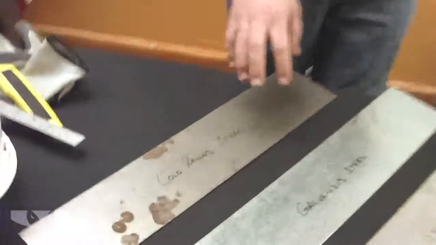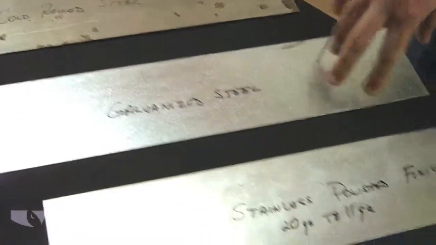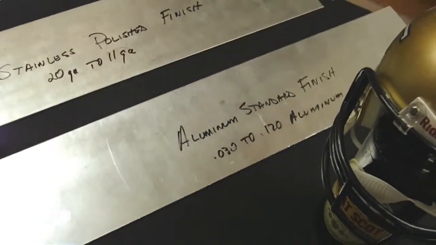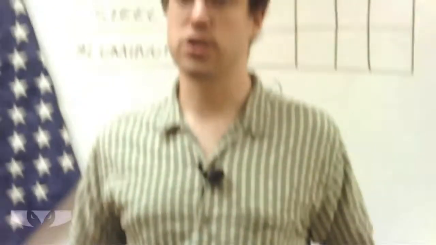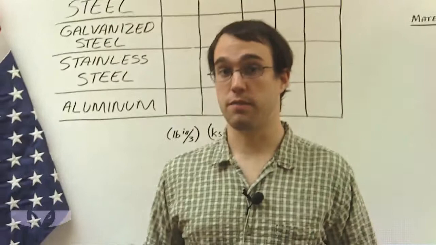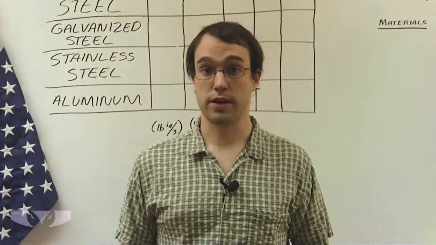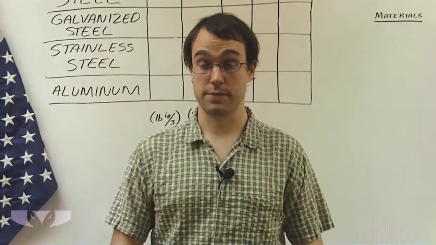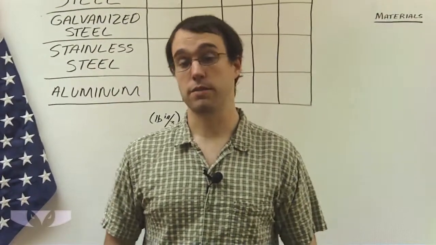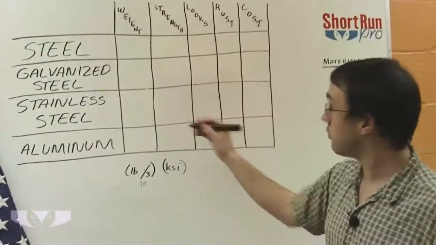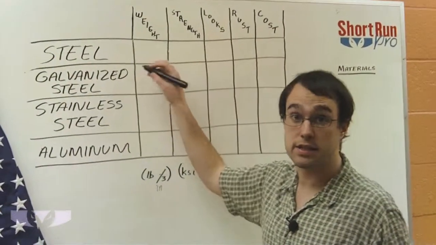We've got some steel, some galvanized steel, some stainless steel, and some aluminum here. Now I'm just going to talk about a few characteristics of these, just compare and contrast. There's a lot more properties where these materials and all materials differ, but I'm just going to talk about these basic ones today. The numbers for steel and galvanized steel are the same.